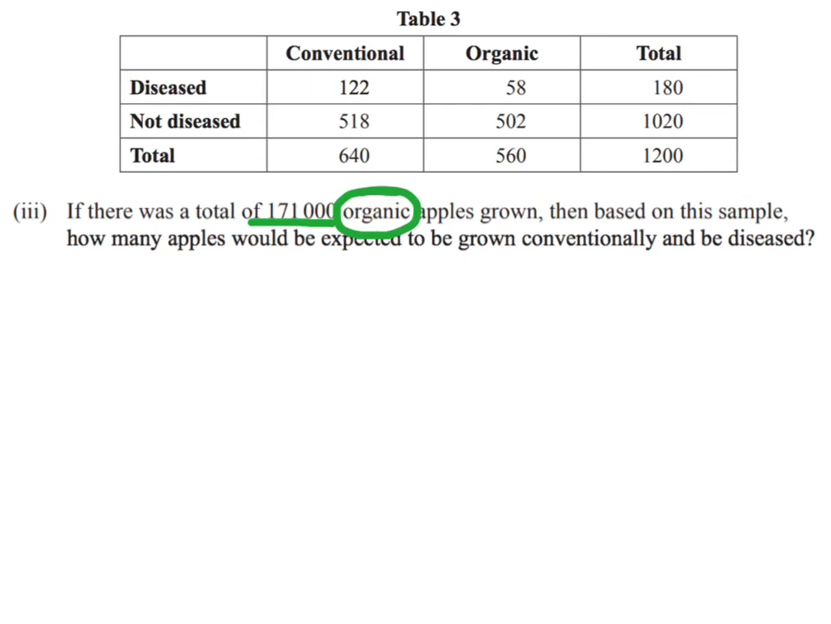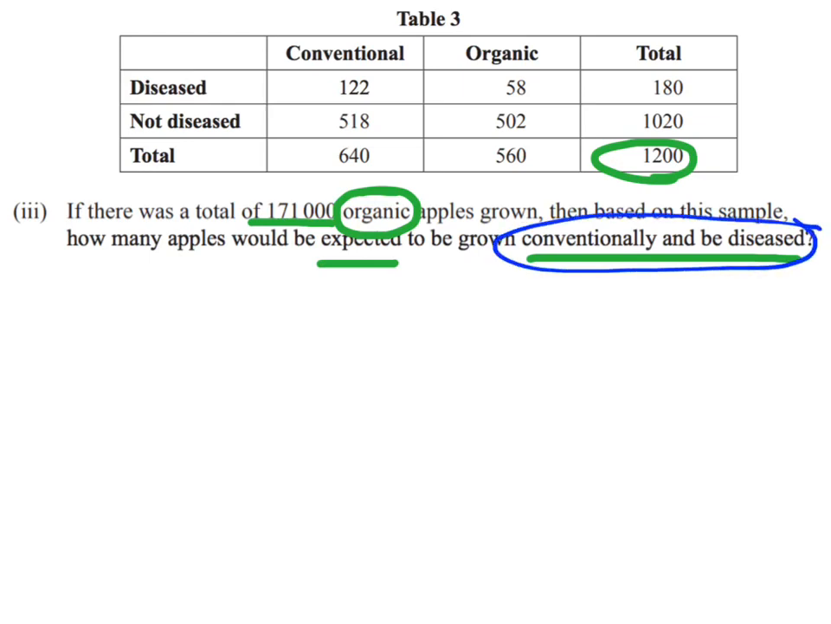Based on the sample that we've got above, and our sample is of 1,200, we want to know how many apples would be expected to be grown conventionally and be diseased. There's a little bit of a trick to this question. Let's start by looking at the probability that a conventional apple is diseased. I'm just going to start from this very last part.